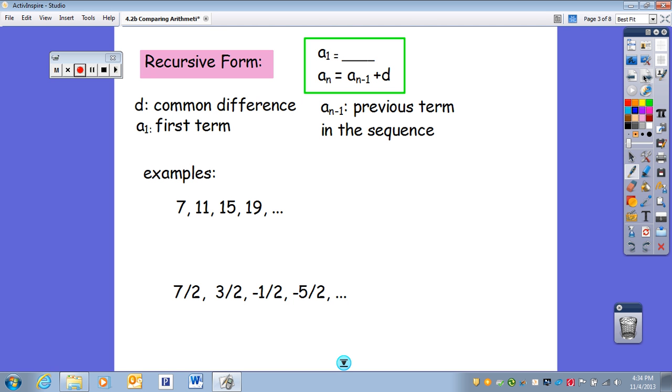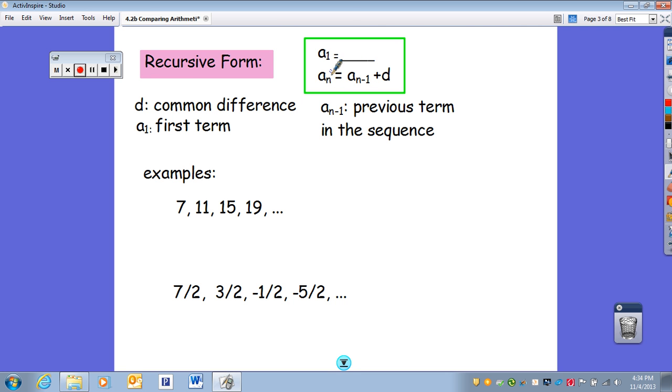Now we're going to move into something called the recursive form. In the recursive form, we want to know what our first term is. And then we look for a sub n, or whichever term we're using in our sequence, and that equals the term previous to that. So if we were talking about the third term on a sub n, then this would be the second term plus the difference. This is called the recursive form.